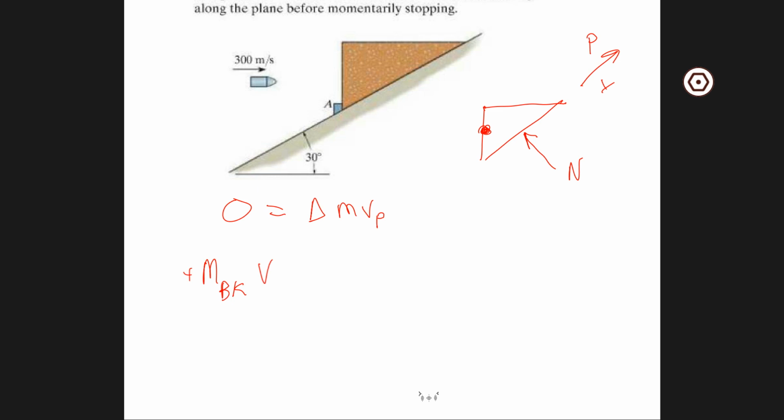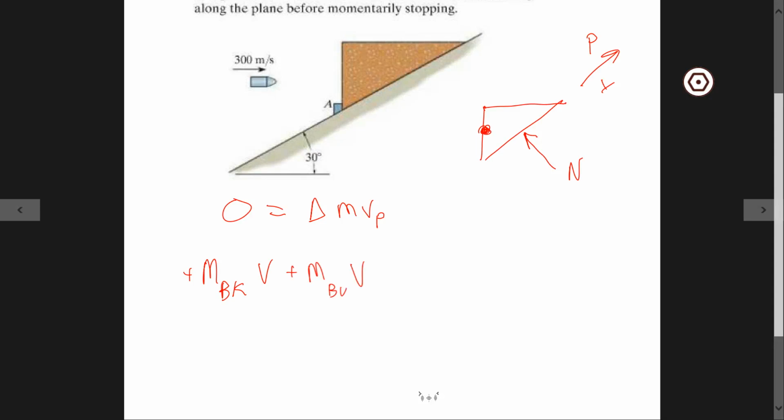How about the bullet? Is the bullet moving along? Really? Isn't it embedded in the block? If the block's going, the bullet's going. It's real small, I grant you, because it's only 10 grams. But if you punch that into Mastering, I bet you anything, it takes off. So yeah, there will be a mass of the bullet with the same velocity. That equals the initial.